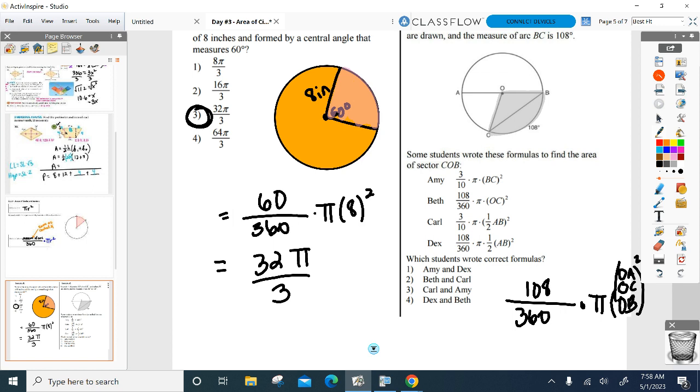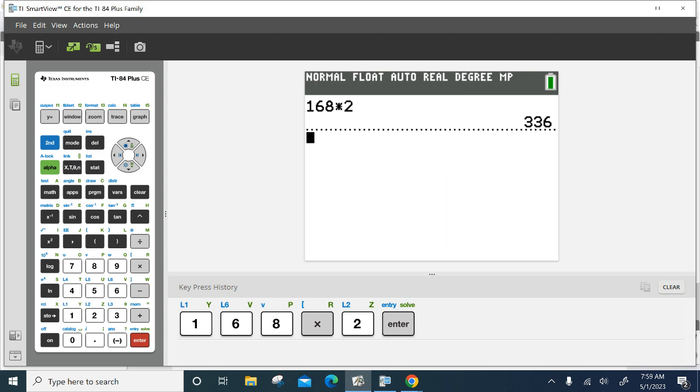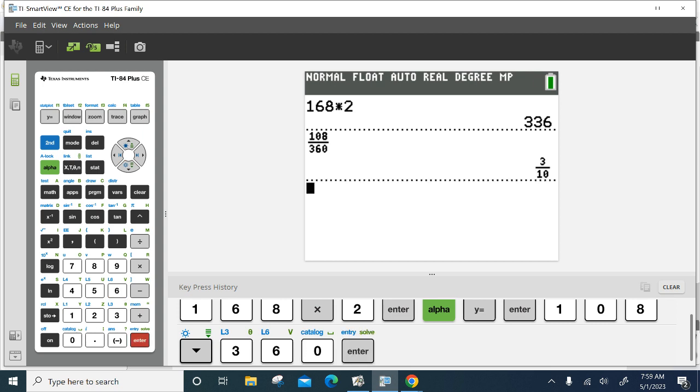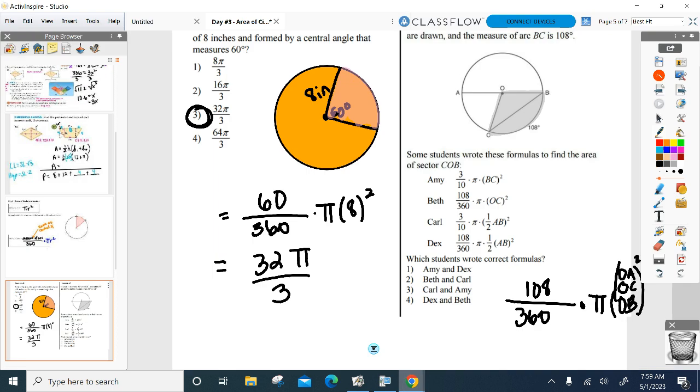Everyone ready? Let's go through each kid here and see if they belong in this upper level math class or we got to give them the boot. Amy. Ooh, she starts out with 3/10. Is that okay? We started out with 108 over 360, but she started out with 3/10. Is she okay doing that? Simplified version. Take a look on your calculator and mine too. 108 over 360. That's just 3/10. So that's fine. That's not incorrect.